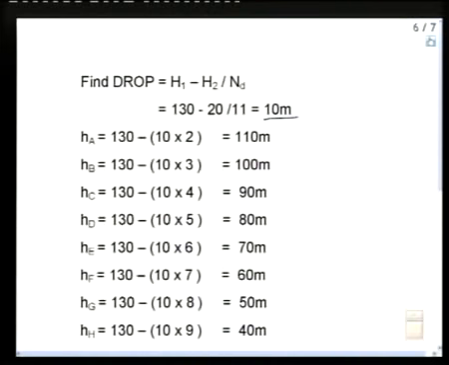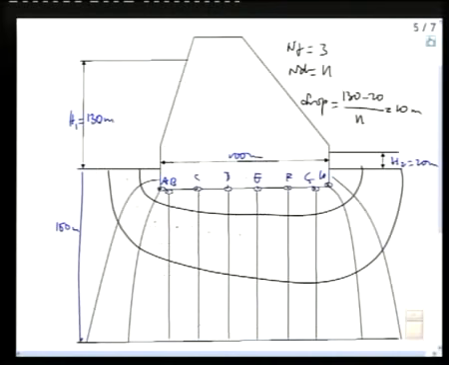HA equals 130 minus the drop, 10 multiplied by how much? 1, 2. Then I multiplied by 2: 130 minus 20 is 110, right? Then, multiplied by 3. Then 4, 5, 6, 7, 8, 9. So I will end up with this.